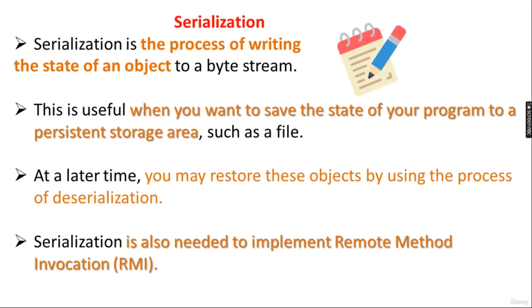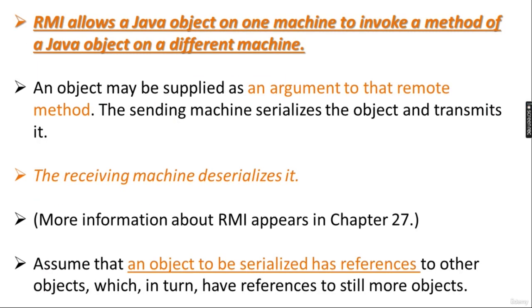Okay. So it is also needed to implement remote method invocation. Remote method invocation allows a Java object on one machine to invoke a method of a Java object on a different machine.